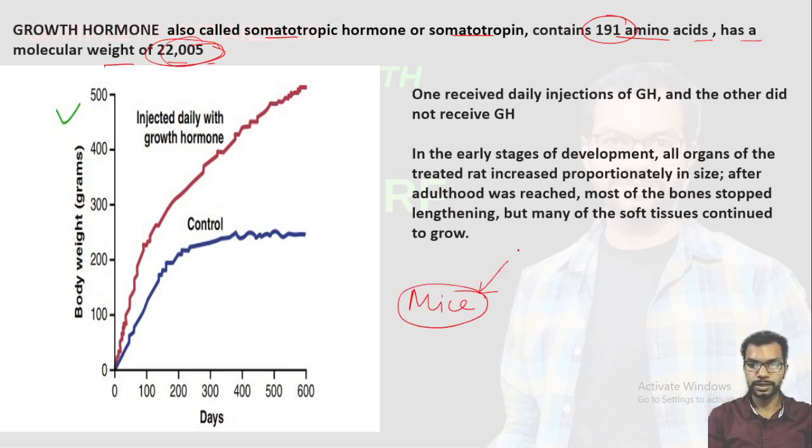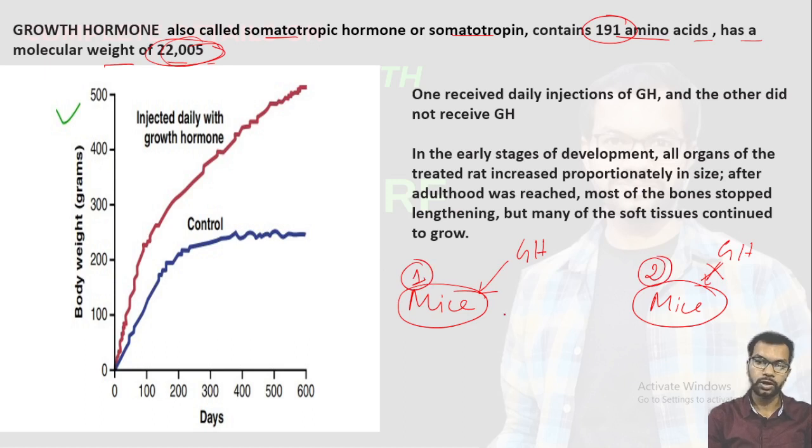So an experiment was carried out with mice, where one mouse was injected with growth hormone and another mouse was not injected with growth hormone. The first mouse received growth hormone regularly and the second mouse did not receive any growth hormone injection. Okay, so what was the observation?